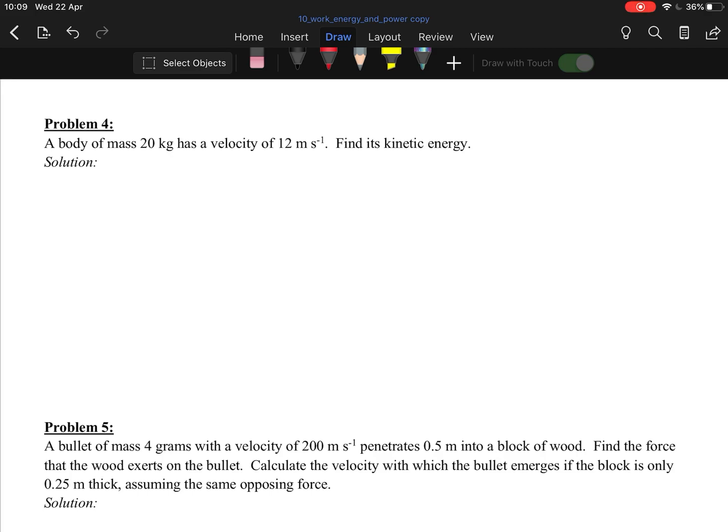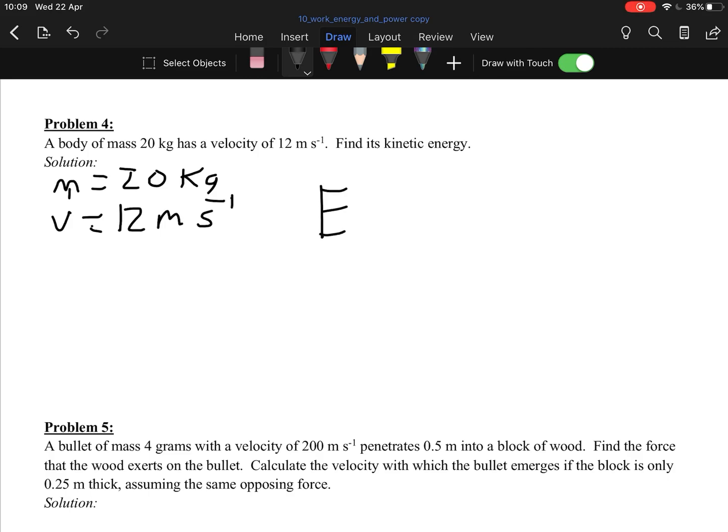So a body of mass 20 kgs has a velocity of 12 meters per second. Find its kinetic energy. List everything on the left-hand side. Mass is 20 kgs. Velocity 12 meters per second. EK equals a half mv squared.